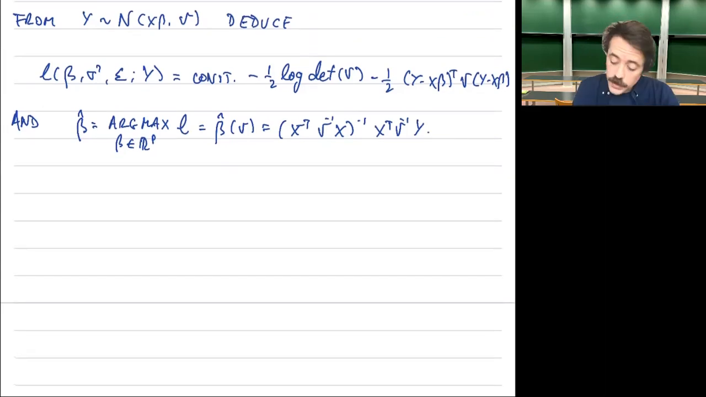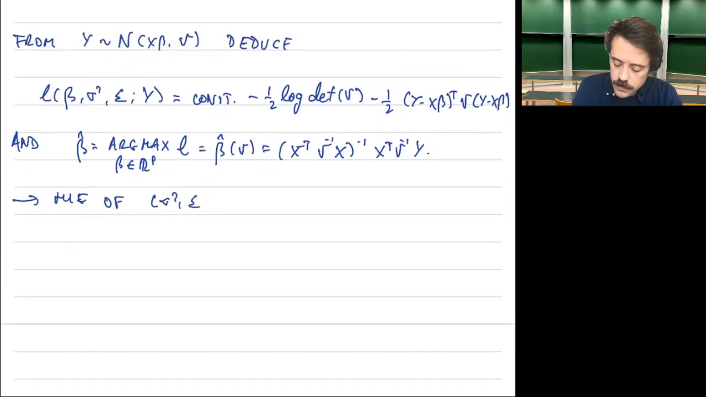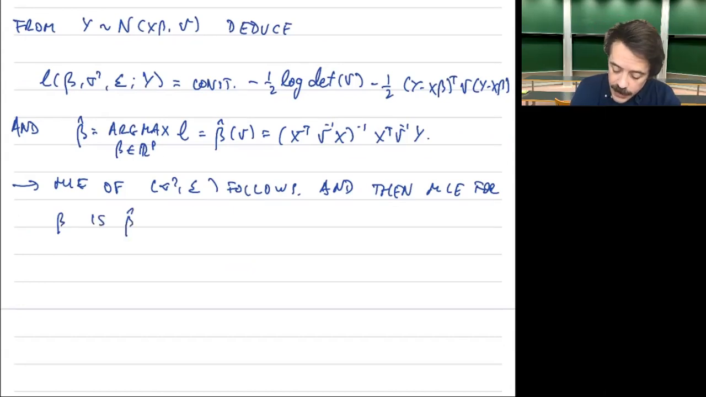All right. So this way we can work out the MLEs, or the MLE even, of sigma squared. So how does one do it? Well, it's very simple. You plug this beta hat into the log likelihood, and then maximize with respect to sigma squared and the capital sigma. And then the MLE for beta is precisely beta hat with this V hat. I'm just being a bit picky here.